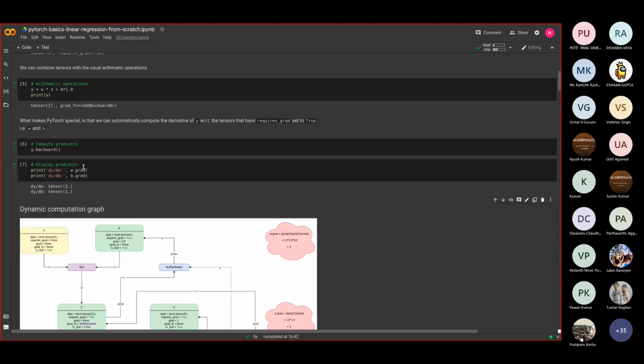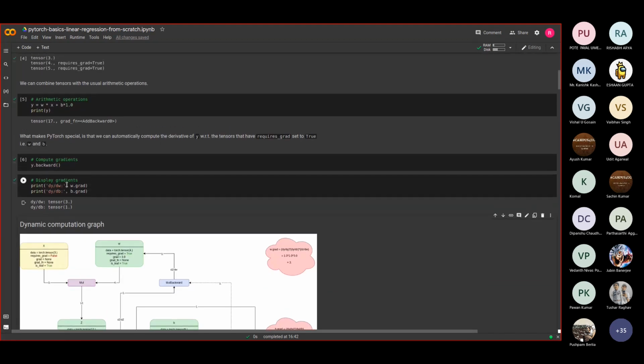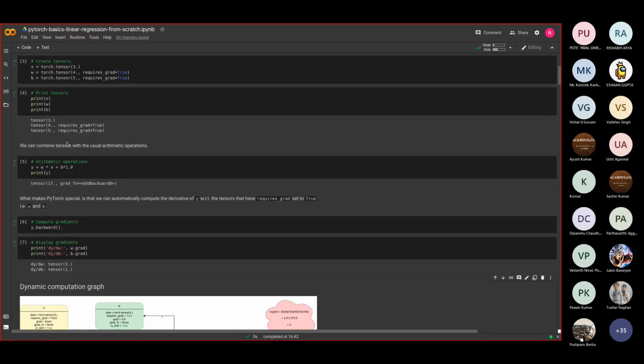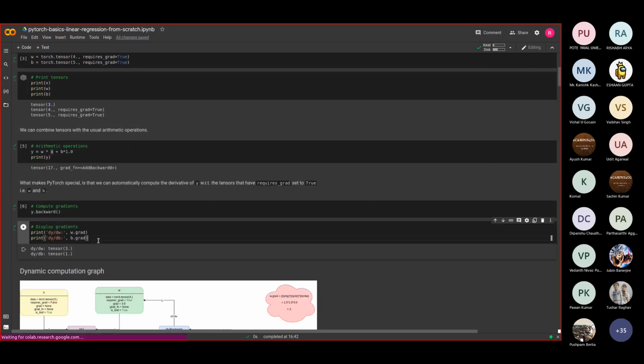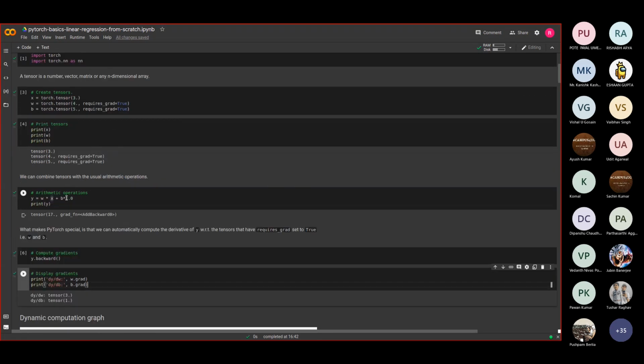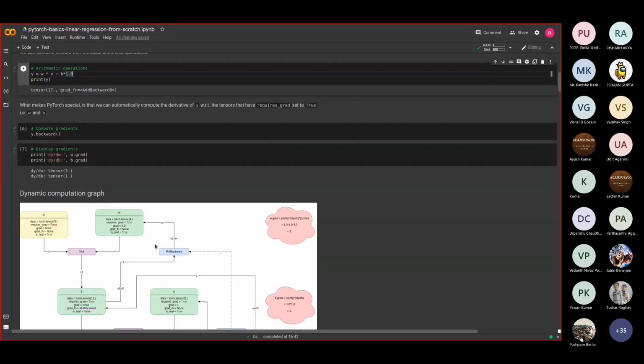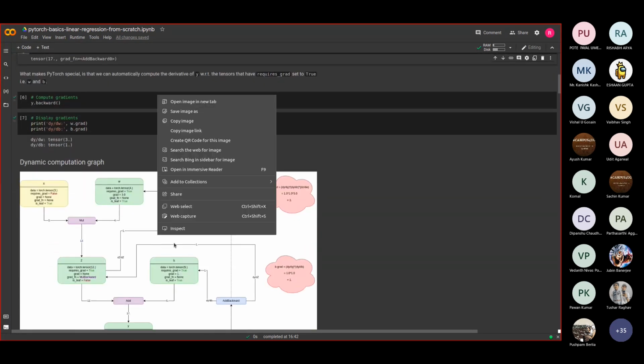So here you can see when we calculate with respect to w, we just call w dot grad, and the answer will be 3. You can see here the gradient with respect to w will be just x, and x is 3. And with respect to b, if you're calculating, we get 1. So how is it doing this?